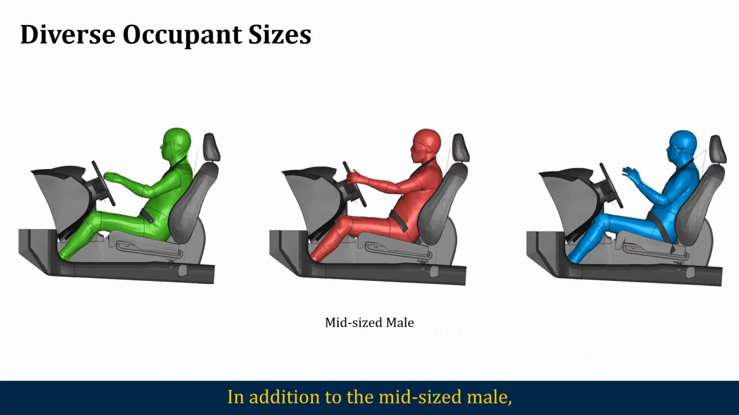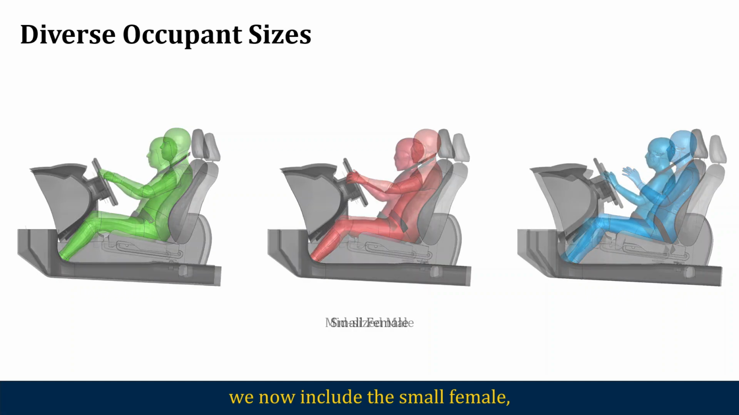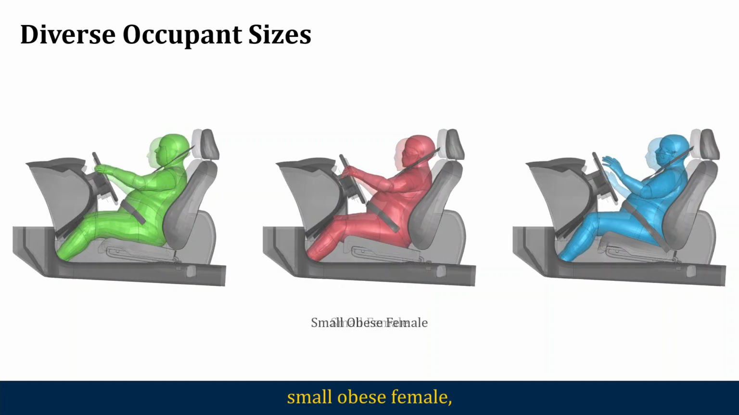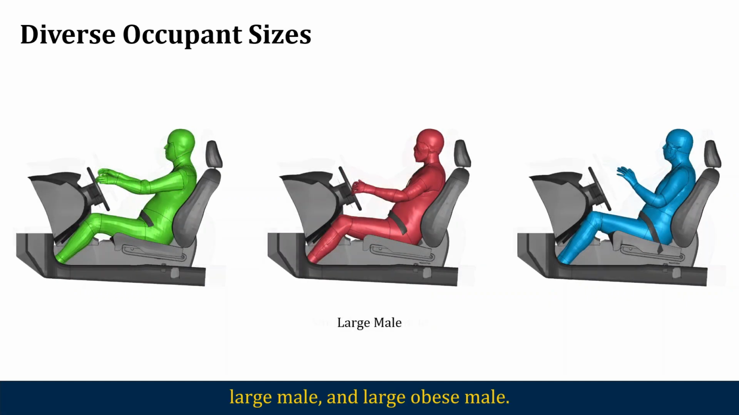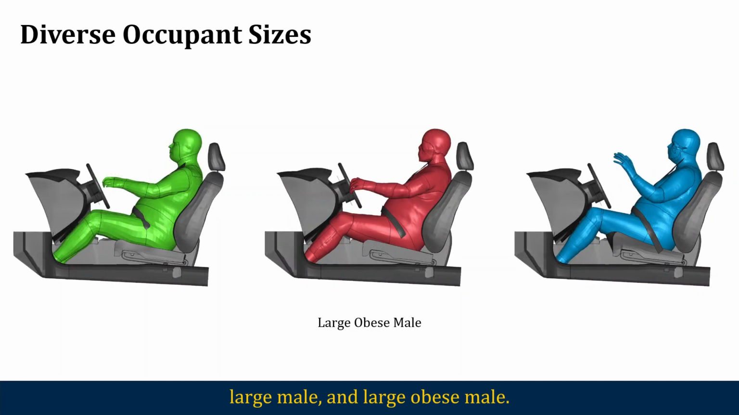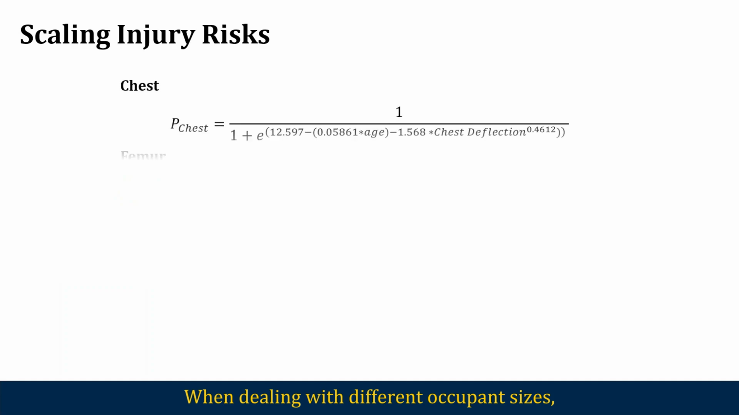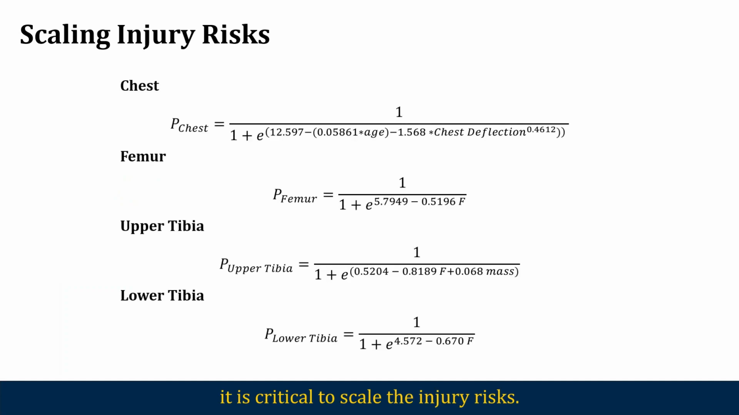In addition to the mid-sized male, we now include the small female, small obese female, large male, and large obese male. When dealing with different occupant sizes, it is critical to scale the injury risks. These typical injury risk equations shown here do not consider the size of the occupant. This means that scaling factors need to be included before proceeding.